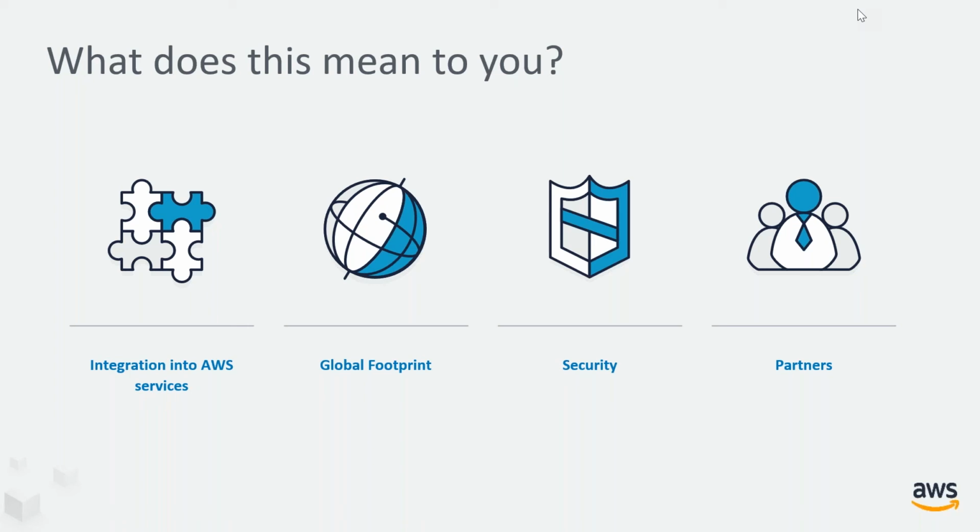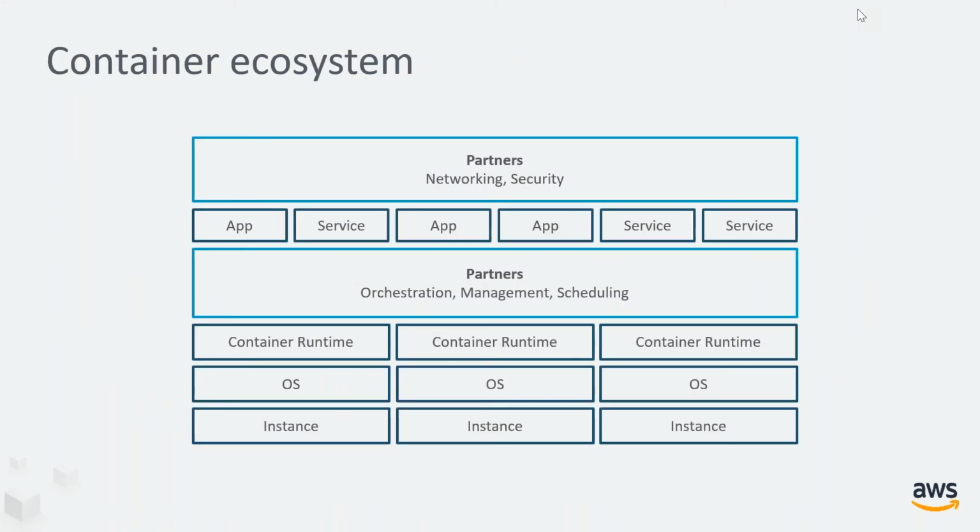And the last piece is our partner ecosystem, a rapidly growing ecosystem of customers. Specifically in the container space, we have things from networking as well as security and CI/CD, and then we dive a layer lower into orchestration, management, and the operating systems under the hood for running these containerized applications.